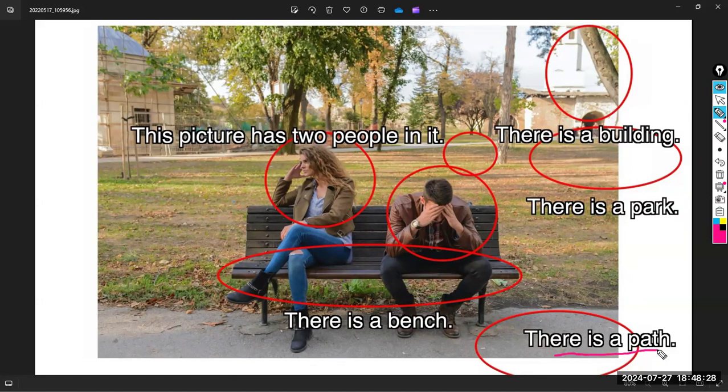Here it's the same. I have to say there is a path. It's not a road or a street. This is not a street. So don't say there is a street. This is something wrong. So please, you have to be precise in description.